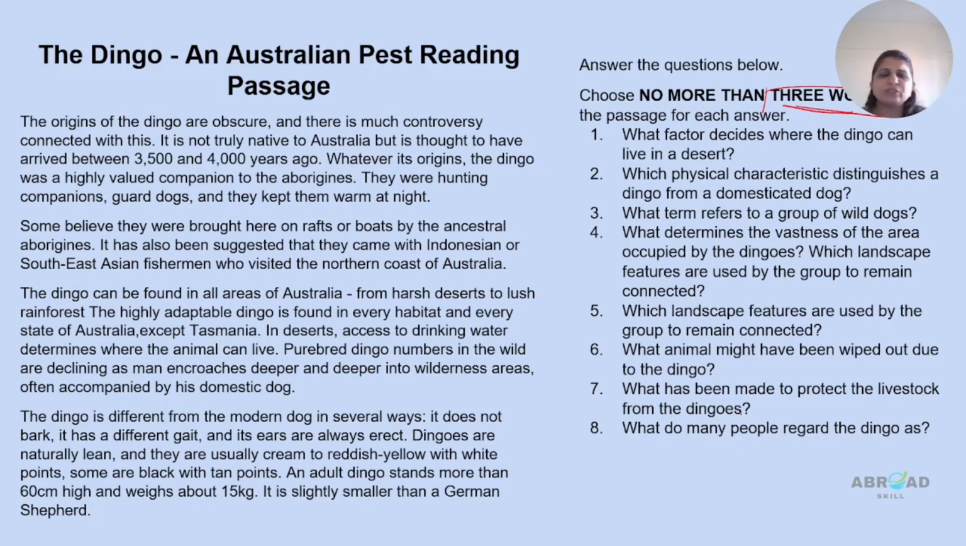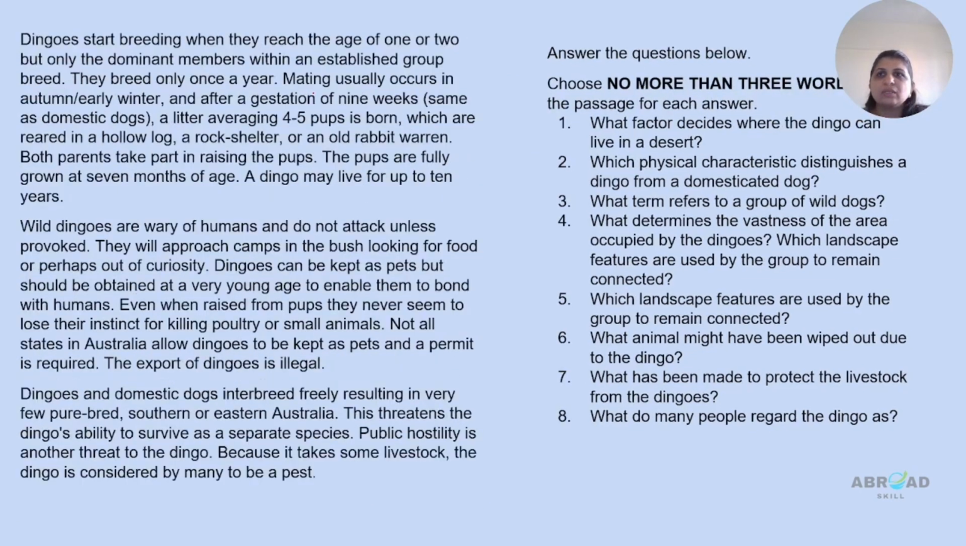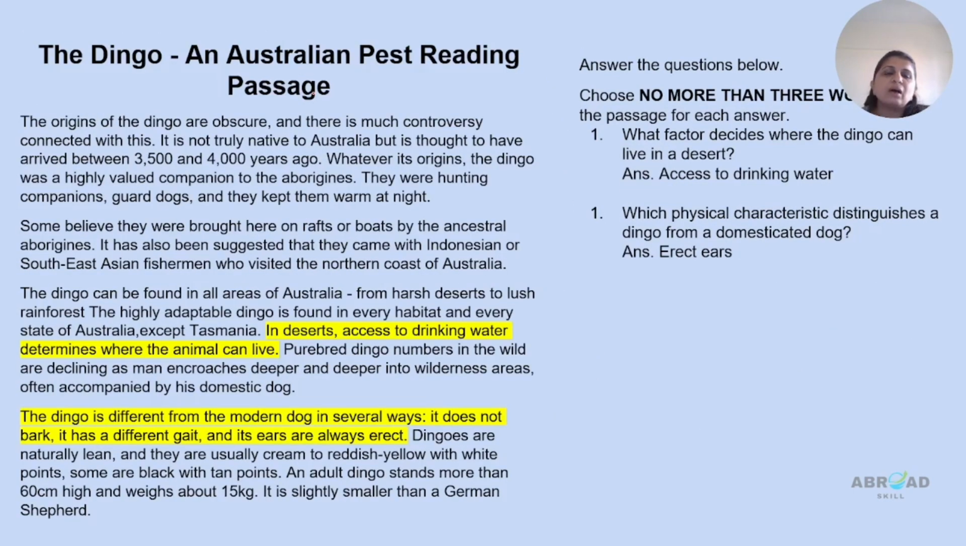So now that we have understood that this passage is something related to dogs, and something specific to the dingo, let's figure it out. What is this dingo about? It is already mentioned that it's an Australian pest, an Australian animal. So let's figure out whether it's a dog or something else. Now focusing on the first question, what factor decides where the dingo can live in a desert? We know that the dingoes live in deserts, and how is it decided where they will be living?